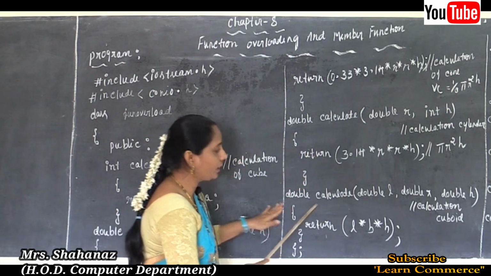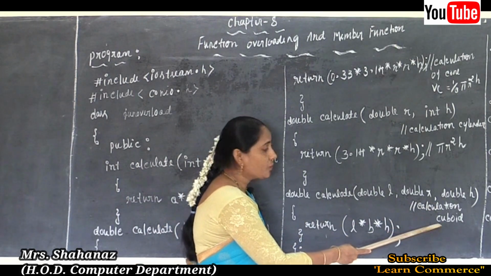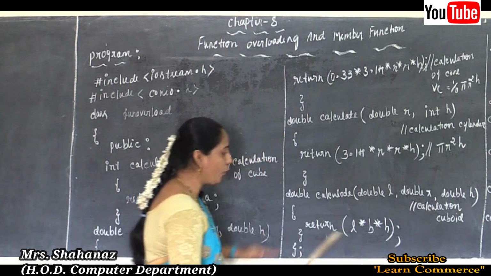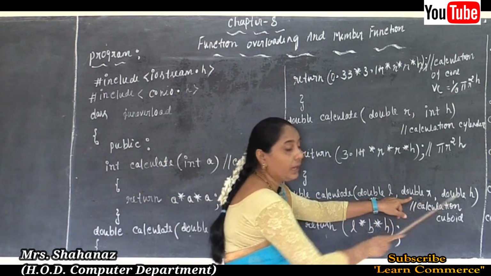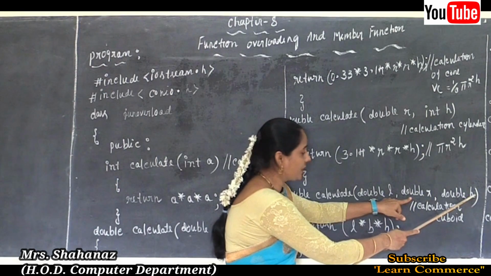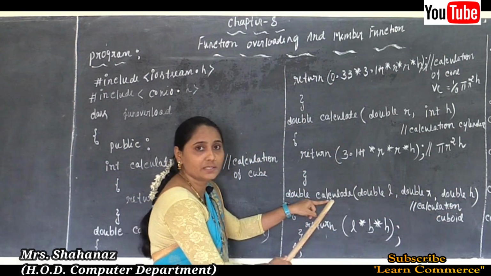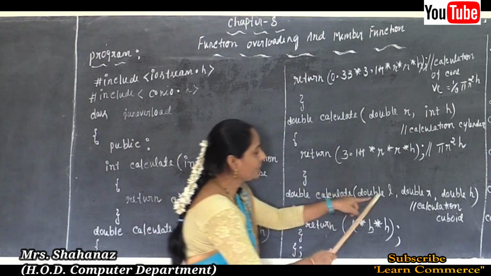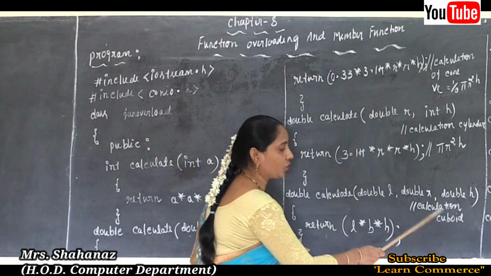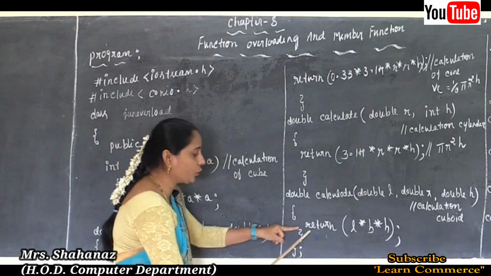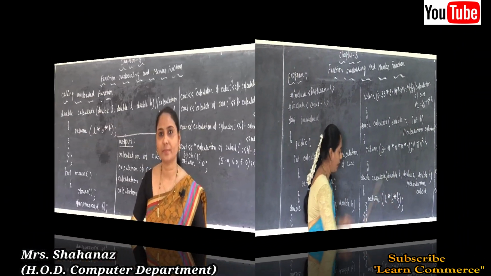And later, next one, after that, the calculation of the cuboid. In our calculation of the cuboid we need L, B, H. Now in this case, double is the return type, calculate is the function name, with double L, double B, double H for the calculation of the cuboid. It is going to return the value as L into B into H.